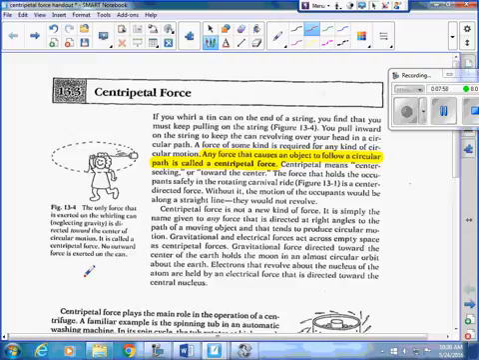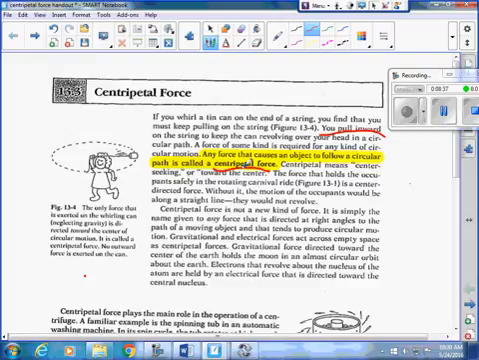If you whirl a tin can on the end of a string, you'll find that you must keep pulling on the string. You pull inward on the string to keep the can revolving over your head in a circular path. A force of some kind is required for any kind of circular motion. Any force that causes an object to follow a circular path is called a centripetal force. Centripetal means center-seeking or toward the center. I think it's probably Latin.